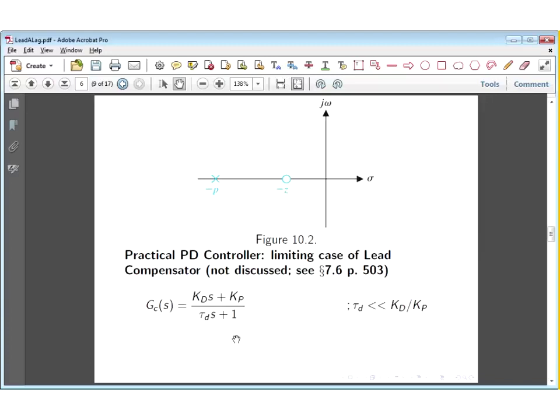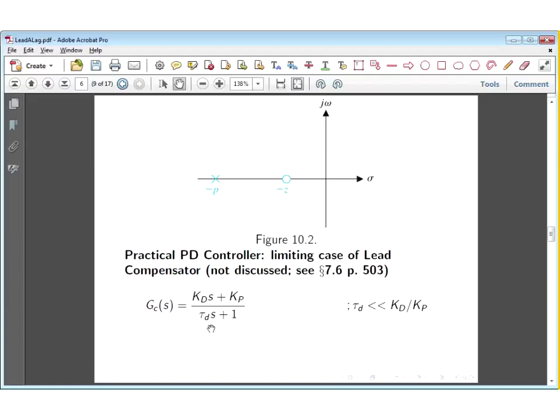Otherwise, you have an improper transfer function for the compensator, for the PD controller, or even for the PID controller. It will be improper if it only has a single pole, a single S in the denominator. To have a proper transfer function, there must also be a high frequency pole. And that is represented right at the bottom of page 503 by indicating tau sub d S. This is the time constant of this high frequency pole, tau sub d.